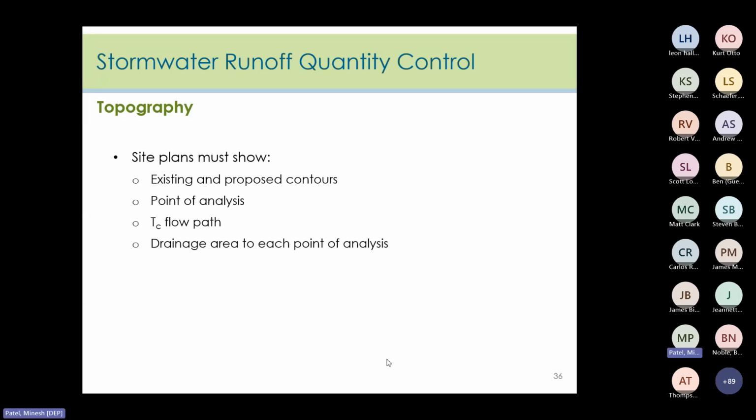It's often difficult for us to find drainage maps in the stormwater report. We also see situations where the drainage calculations in the reports do not match up with the drainage maps in the plans. We need to see existing and proposed contours. We need to see the point of analysis, TC flow paths, and the drainage area to each point of analysis. The reviewer must be sure that the data used in the calculations matches the various maps and plans. This information must also be included on the drainage plans as well.